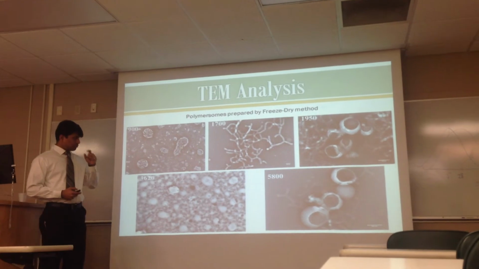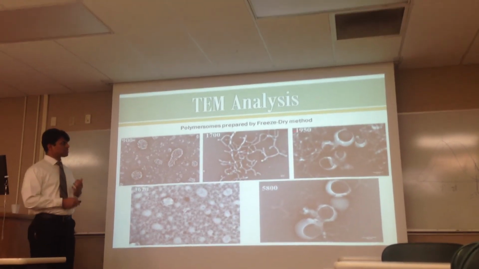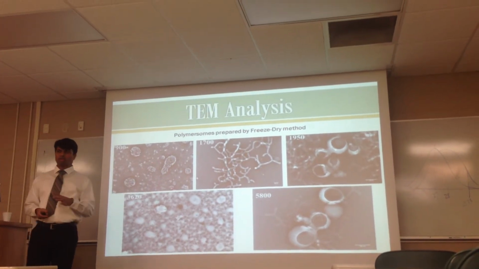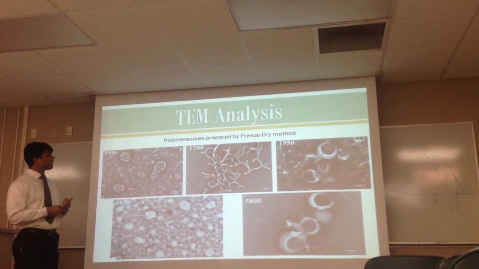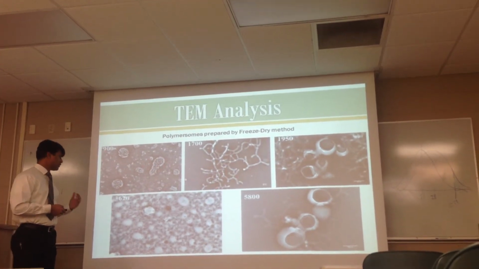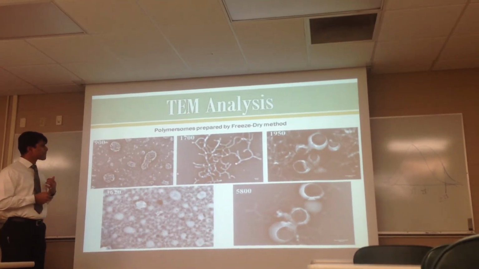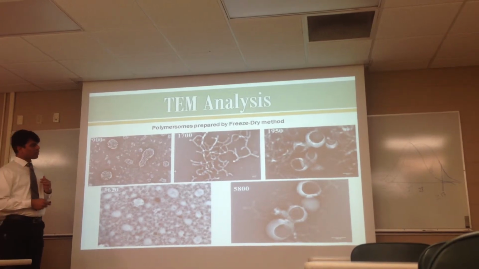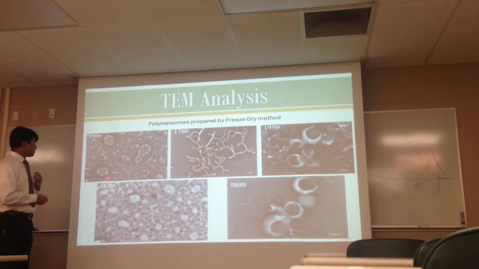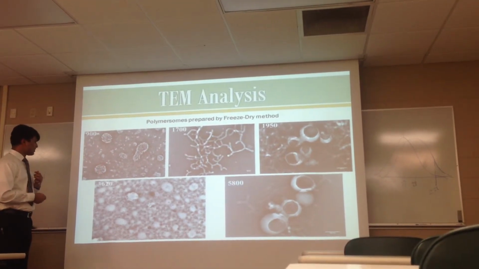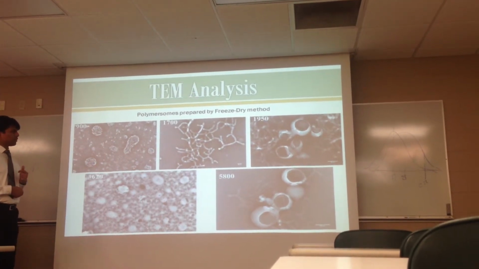Then, just to check whether these polymers are forming structures or not, I used the same film hydration method for all five polymers. And after preparing these polymersomes, we looked at them under the TEM, a transmission electron microscope. And as you can see, with all five different polymers, we got different structures. With the 900 sample, the structures were more like micelles, small compact spheres, with sizes around 50 to 60 nanometers.